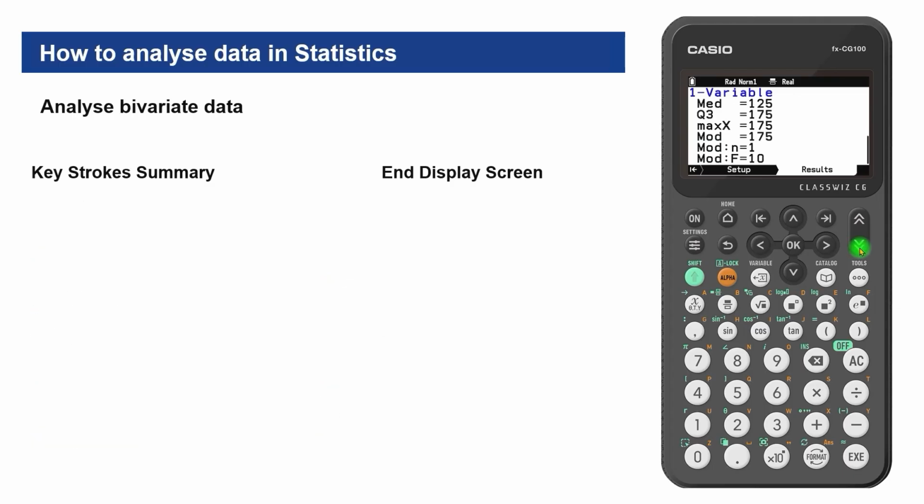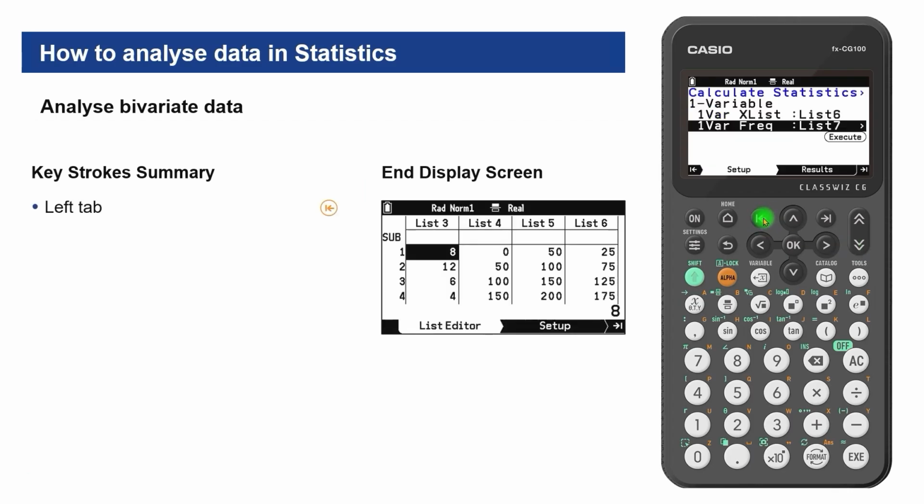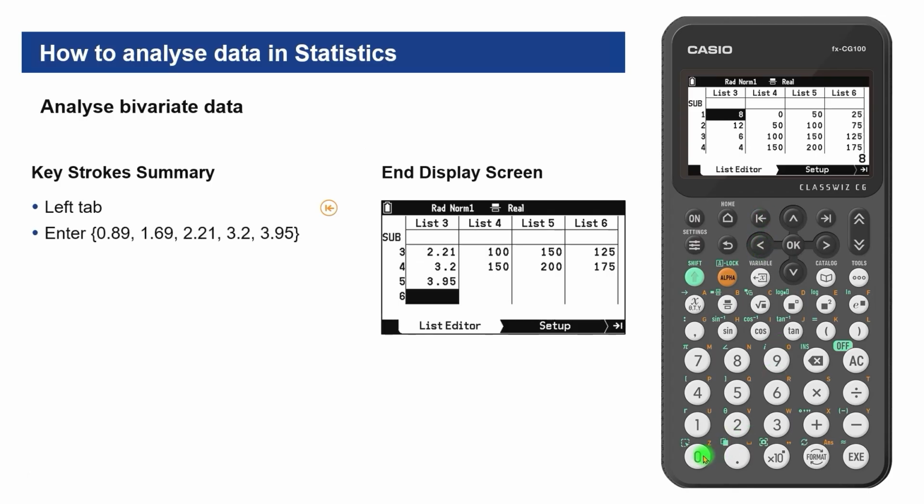The last type of data demonstrated in this video is bivariate data. Return to the list editor with left tab and scroll to the top of list 3. Enter the Y data by overwriting, as we will use the existing data in list 2 for the X data.